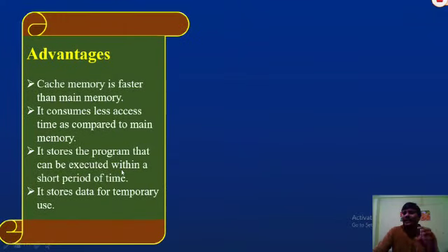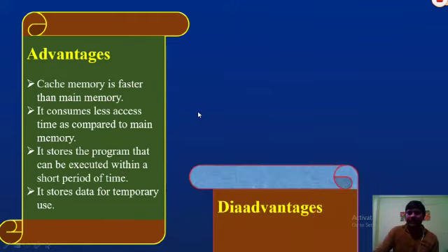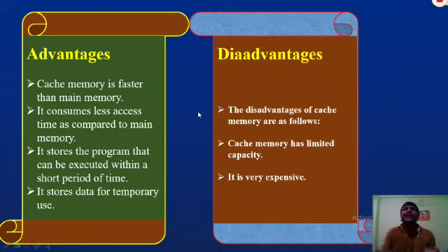Next, the execution time is also very less. Also, it is a temporary storage device, which means it cannot store the data in a permanent manner. Disadvantages: the cache memory has a limited capacity. Limited capacity means it doesn't have much memory, only a small memory. That is the cache memory, and it is also very costly.